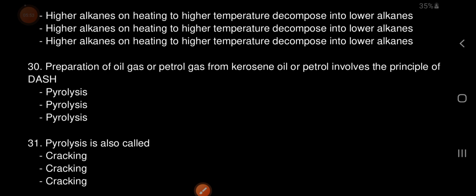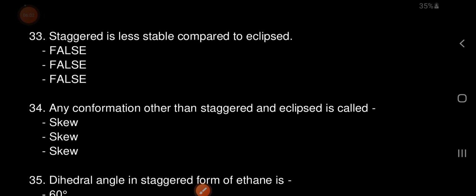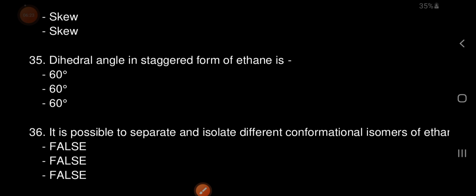Alkanes have an infinite number of conformations. True. Staggered is less stable compared to eclipsed. False. Any conformation other than staggered and eclipsed is called skew. Dihedral angle in staggered form of ethane is 60 degree.